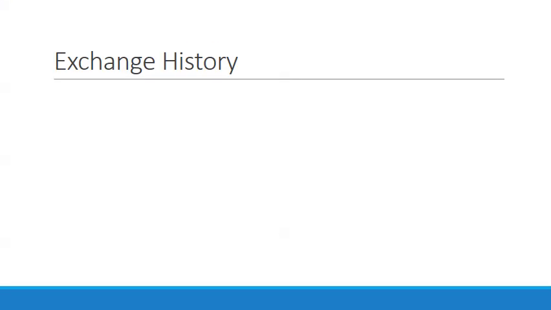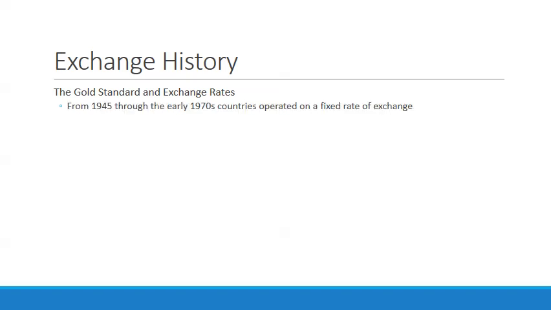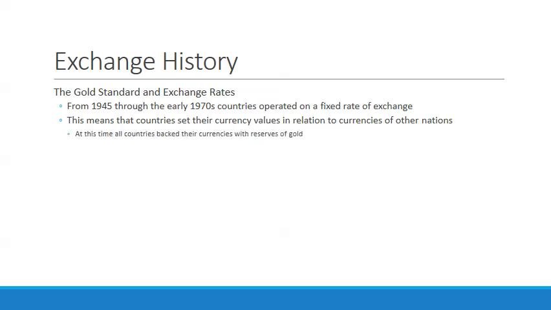So let's look at the history of exchange rates. Originally we had the gold standard in the exchange rates. From 1945 through the early 1970s, countries operated on a fixed rate of exchange. This meant that countries set their currency values in relation to the currencies of other nations. And at this time, all countries backed their currencies with reserves of gold, so the money supply in each country was determined by the reserves of gold they had.